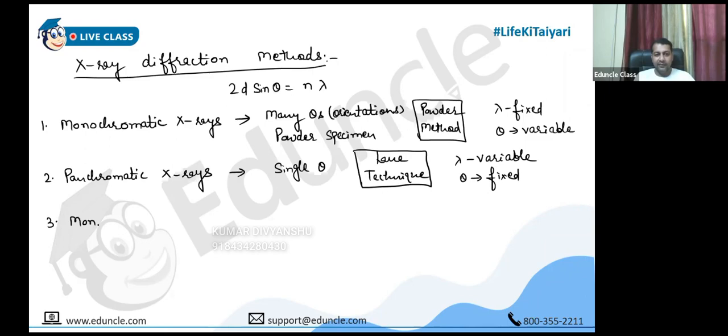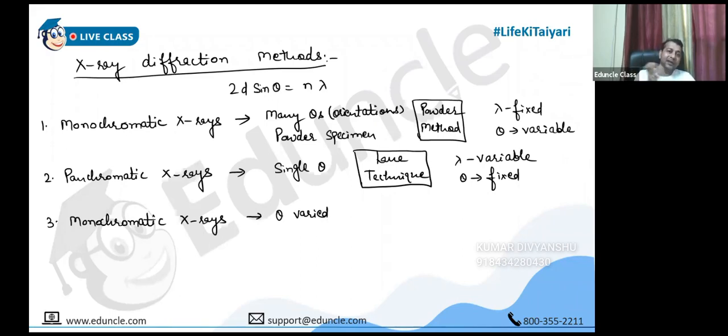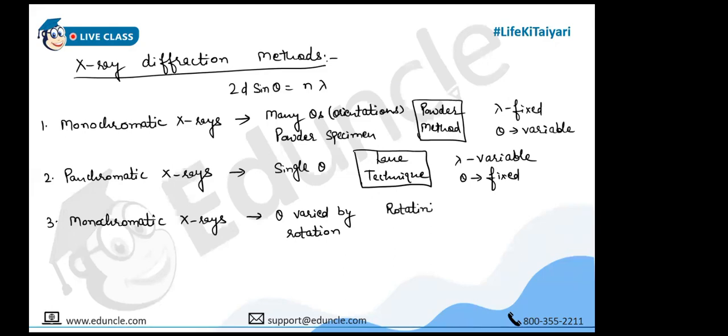And the third type can be, if we are keeping lambda fixed and theta is also fixed, but we are rotating the crystal. There is only one single crystal, not the specimen in powdered form, but we are varying theta by rotating that crystal in different angles. Even then, a certain set of planes will correspond to X-ray diffraction at certain angles, and some of the planes will not. This is called the rotating crystal method.